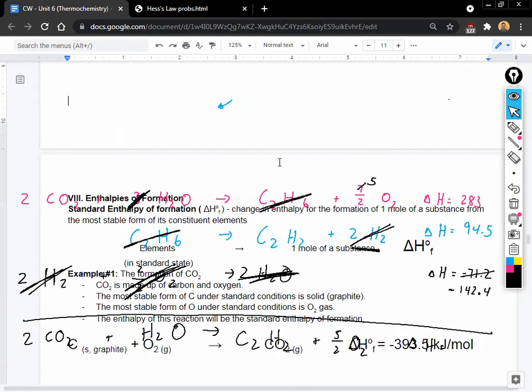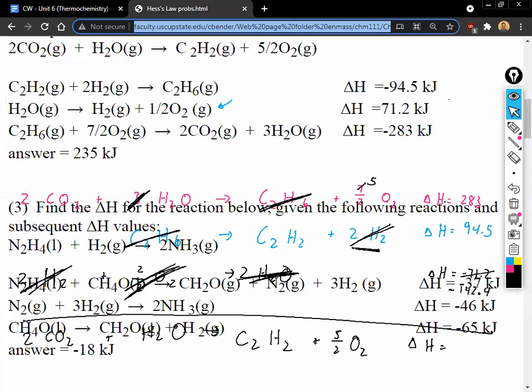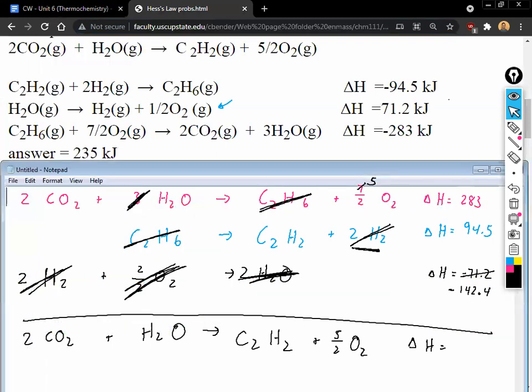283 what? 283 plus 94.5 minus 142.4 because it's negative.